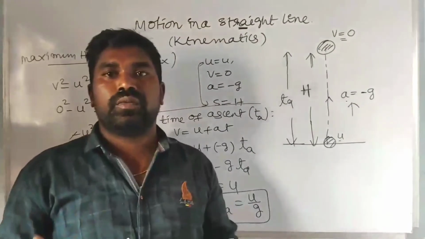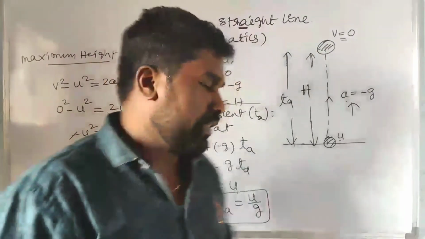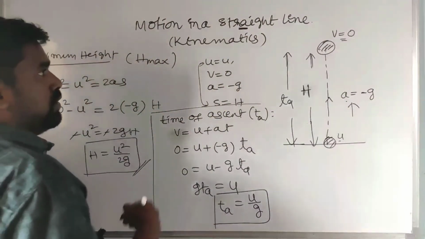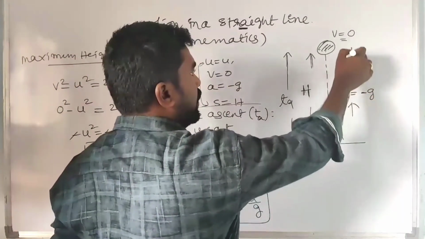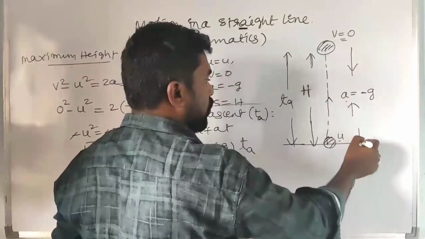The time taken by the body to reach its maximum height, that is the time of ascent. Time of descent. What is the time of descent? The time of descent is the time taken by the body to reach the ground point from its maximum height.